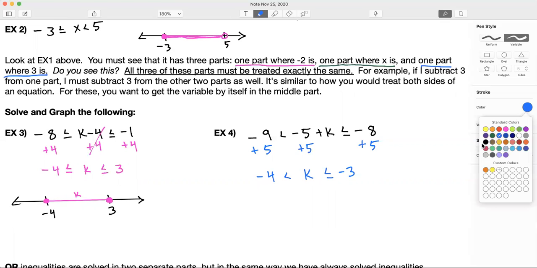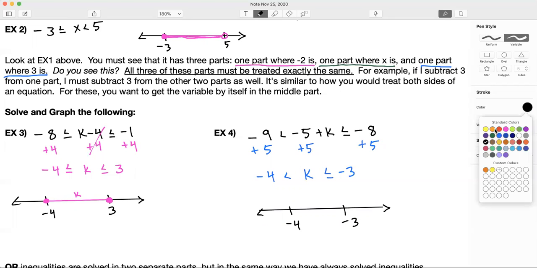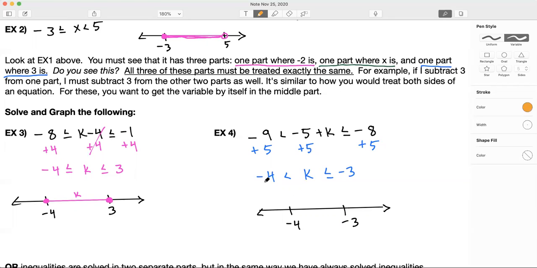But what is our graph going to look like? Well, you can do this, right? Draw a line, arrow, arrow. We're going to have -4 and then -3 as our two numbers. And what kind of circles are we going to have? Well, between -4 and k, we're going to have a less than there. So that is going to be an open circle. And between k and -3, we're going to have a less than or equal to. So that will be a closed circle. And k is everything right in between those two points right there.